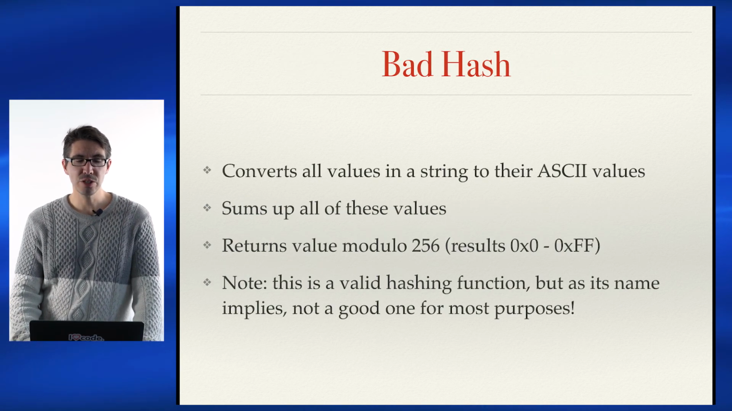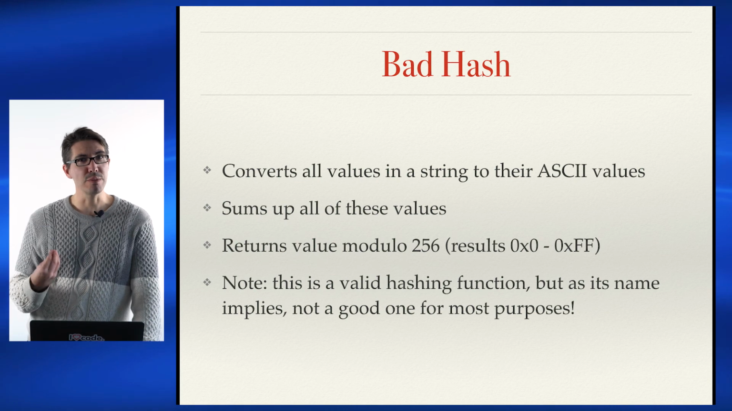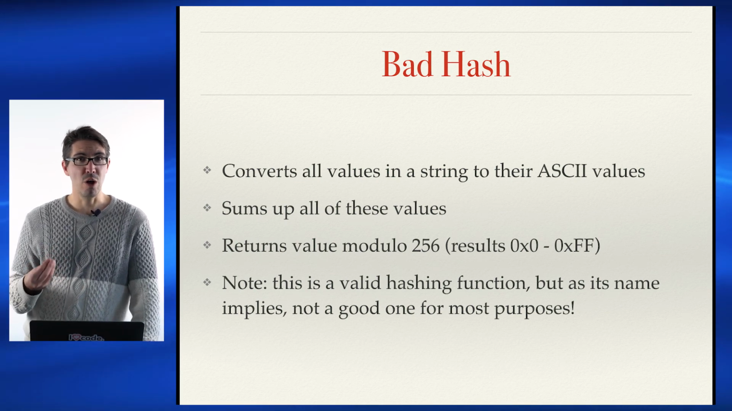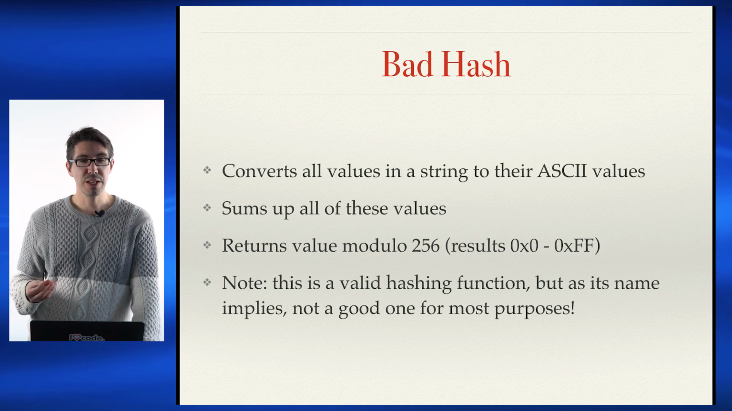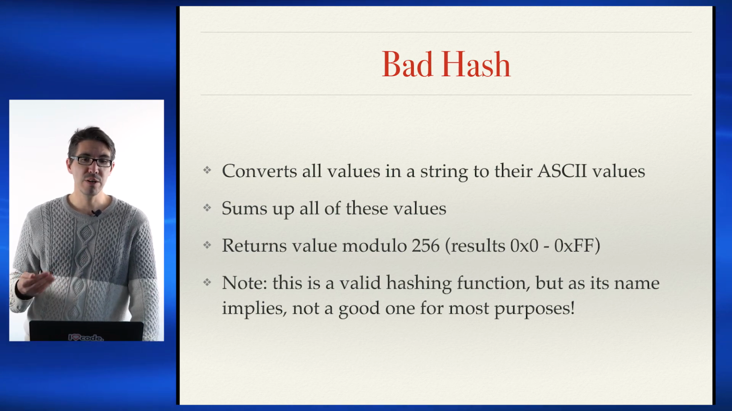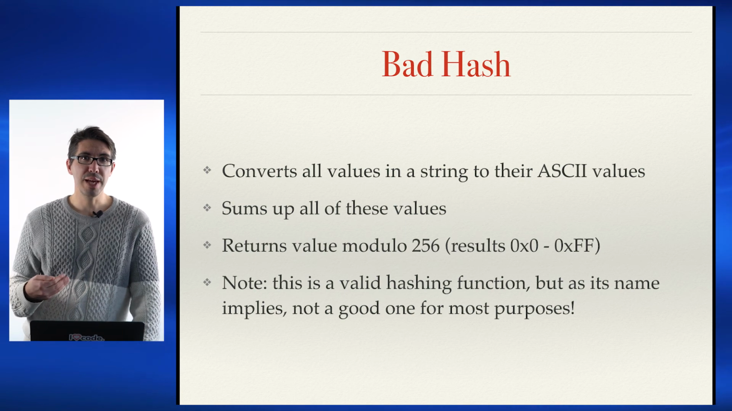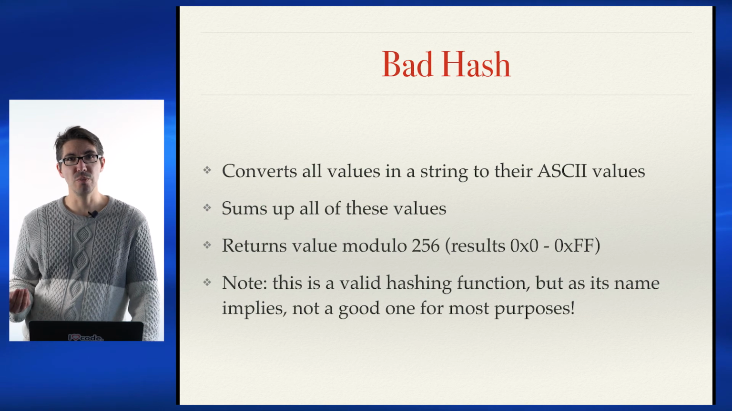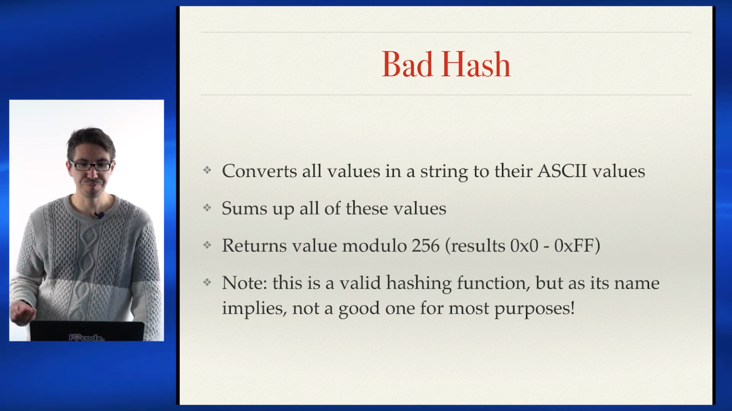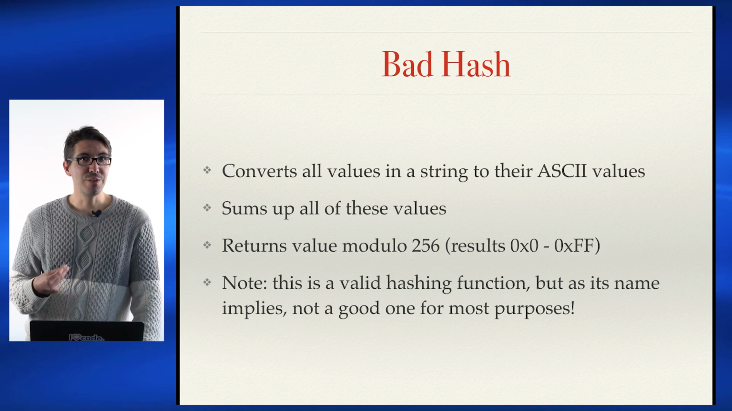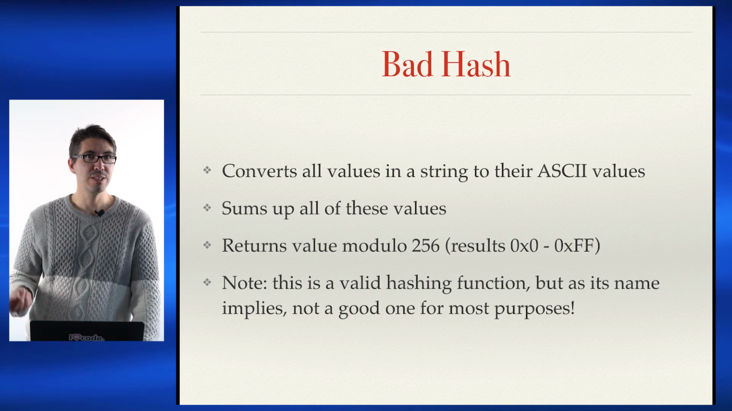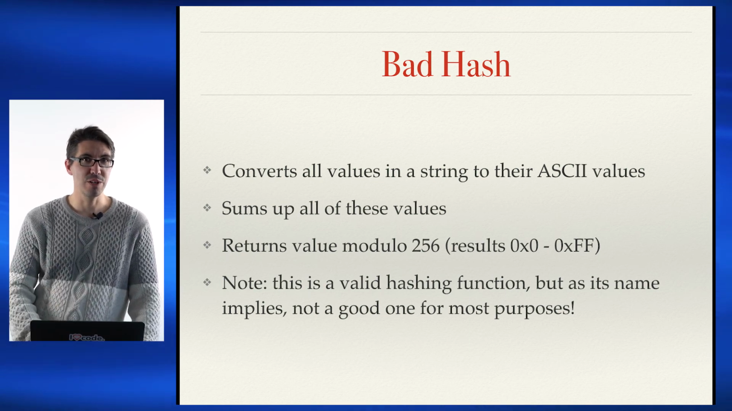What BadHash is going to do is, given some string, some sequence of characters, convert all of those characters to their ASCII values, sum up those values, and return the result of that sum modulo 256. Since it's modulo 256, we will get a value between 0 and 255 inclusive, or in hexadecimal, 0x0 through 0xFF. Again, if you're considering using BadHash as an official hashing function for anything, take a look at the name. It is not something you want to use professionally.